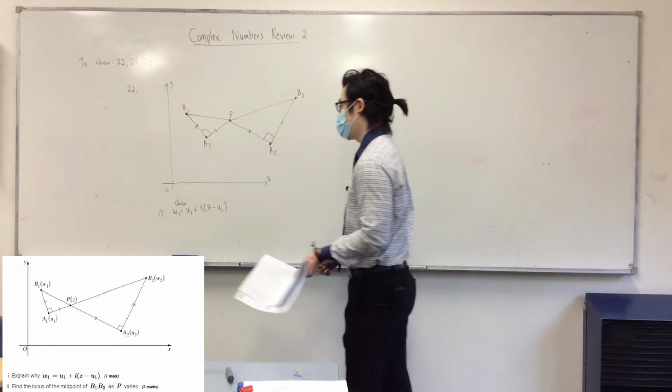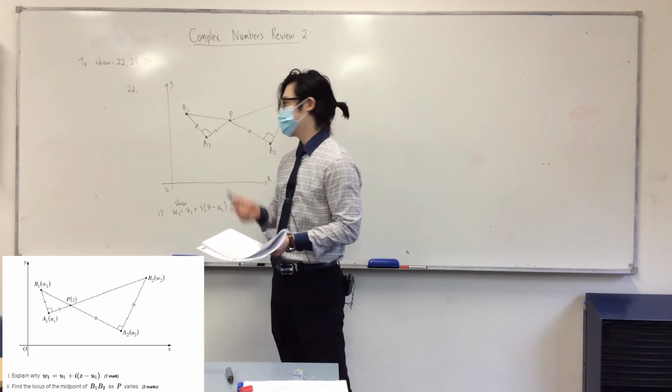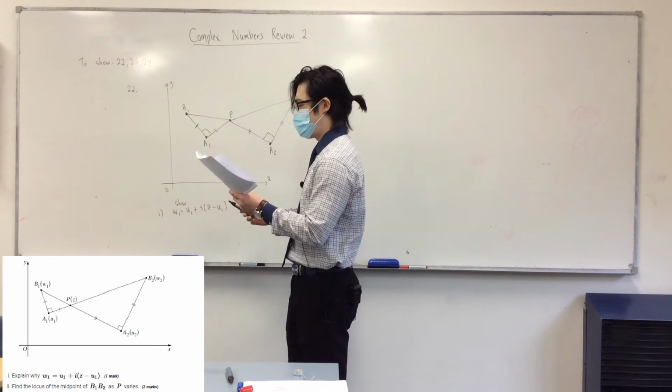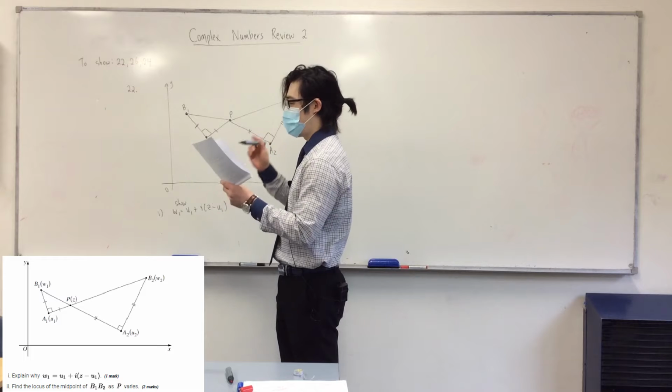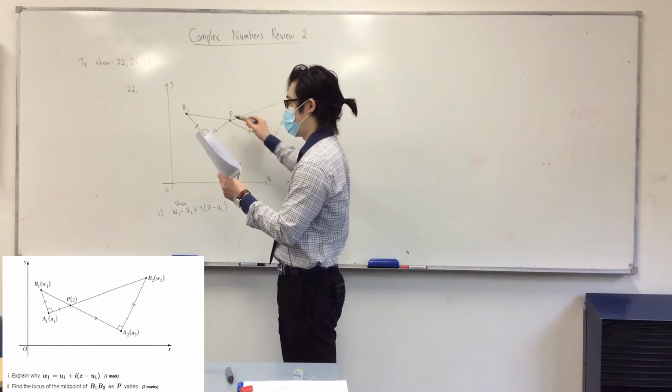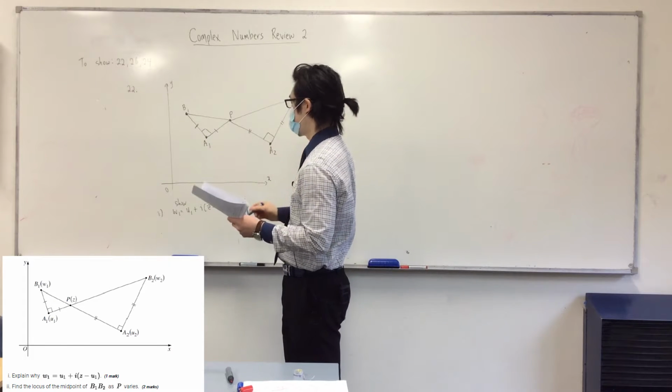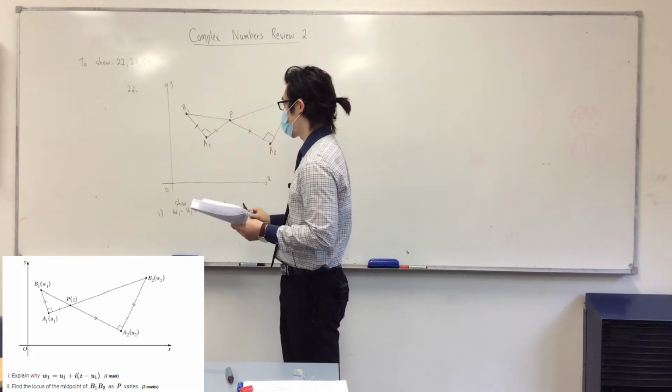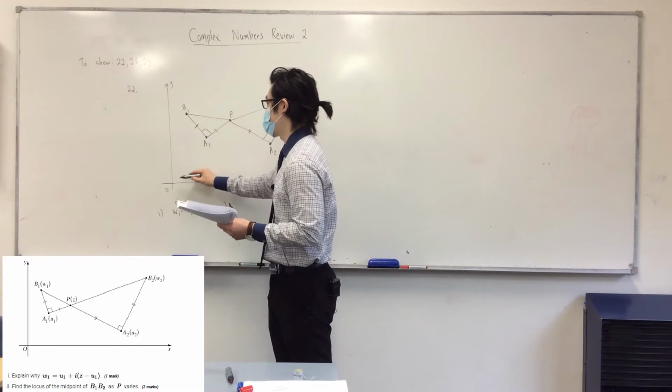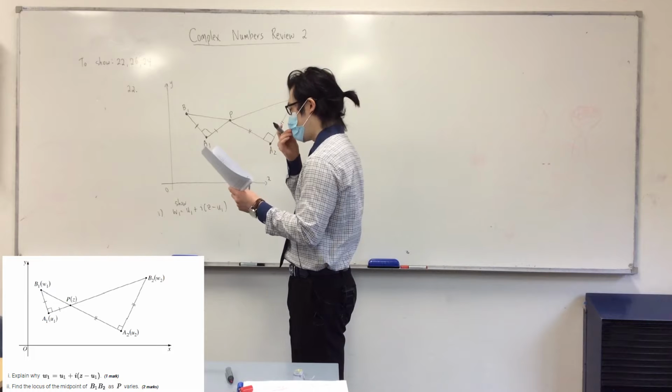So, 1 mark. It's actually definitely not worth 1 mark. Should be worth 2 marks or at least. Now notice I didn't write W1, U1, Z, W2, U2. I just wrote the points because you want to label those complex numbers on the actual vector line. Okay? So let's have a look at the question.